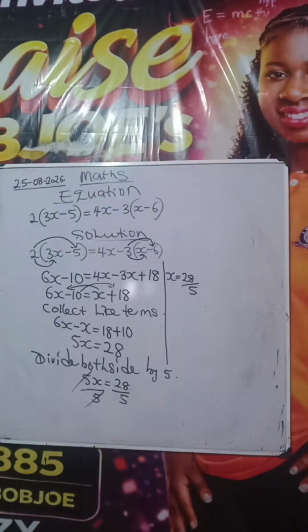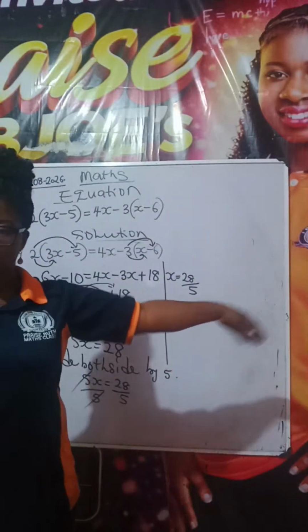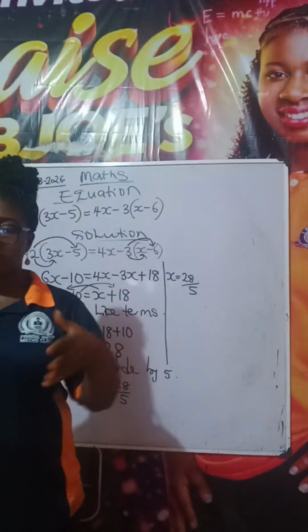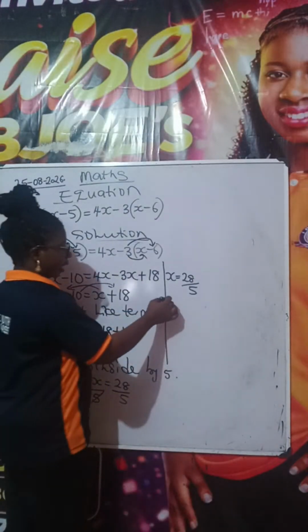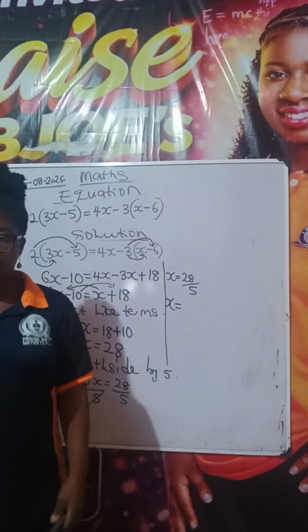Can they divide? It's not possible. So now, this is improper again. So we are going to convert it to a mixed fraction, and that will be x equals to, how many 5 in 28?